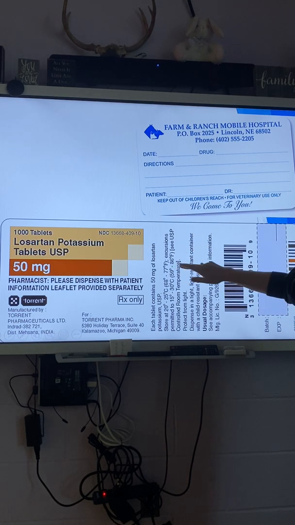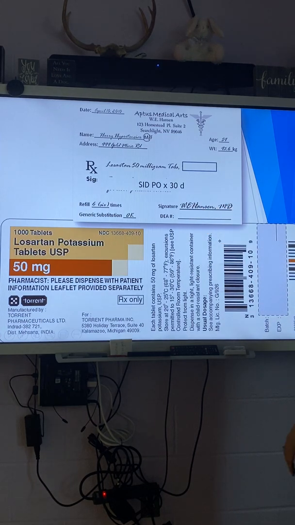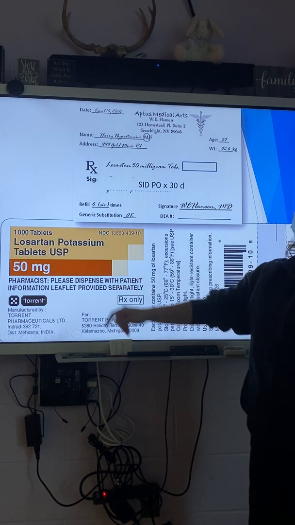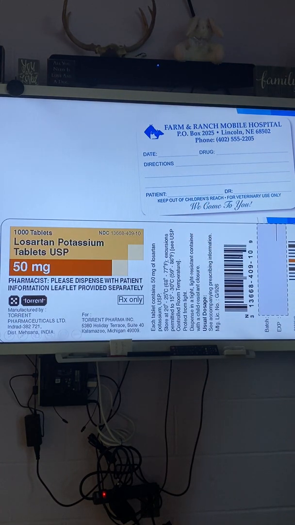Does it say anything about refilling it? 6 times. It does say that, yeah. So if there's a spot for refill, you would say 6 times.